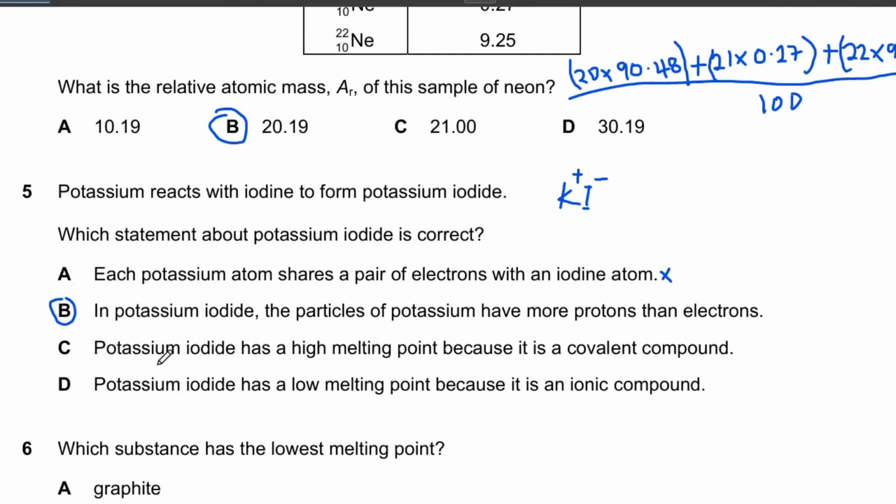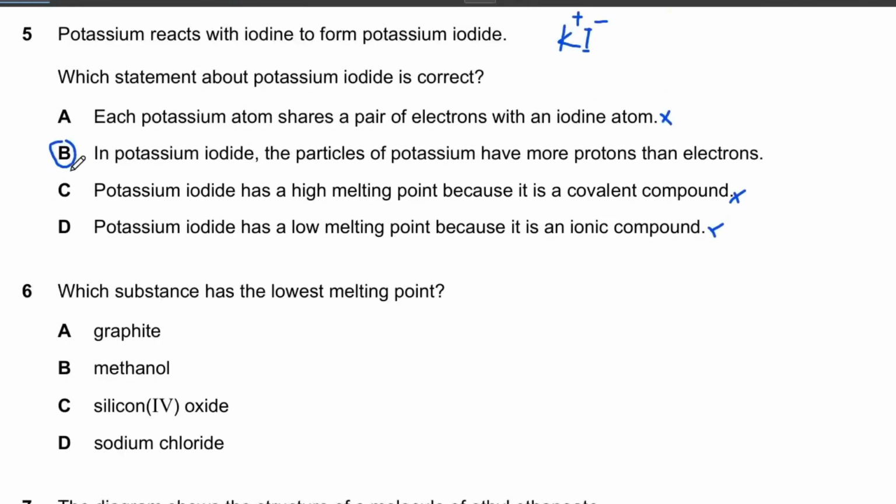And then let's check C and D. Potassium iodide has a high melting point because it is a covalent compound. No, it is an ionic compound. Potassium iodide has a low melting point because it's an ionic compound. No, it will have a high melting point since it is an ionic compound. So D is wrong. So our answer is B.